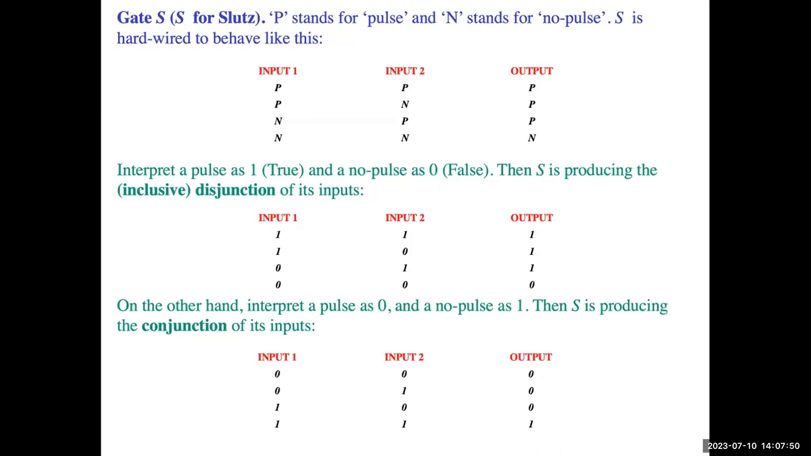These tables summarize the impact on elementary logic. S is a gate, and P stands for pulse and N stands for no pulse. The first table is the pulse table for the gate, which just describes how the gate is hardwired to behave. If you interpret a pulse as one or true and a no pulse as zero or false, then S is producing the inclusive disjunction of its inputs, as shown by that truth table. So by interpreting pulses, we move from a pulse table to a truth table or a Boolean table. On the other hand, if you interpret pulse as zero and no pulse as one, then the gate S is producing the conjunction of its inputs. So that's the basic idea.